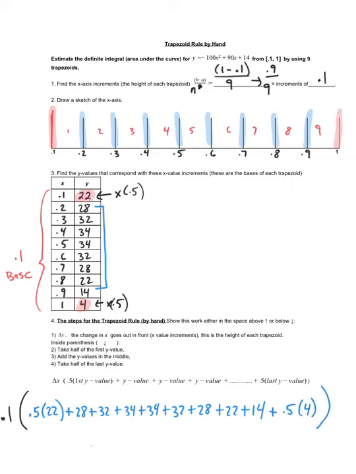Make sure that you distribute all of that with the base of 0.1. So it's the base of each trapezoid, the change in X, 0.5 times the first Y value, plus the Y values in the middle, plus 0.5 of the last Y value. That is the trapezoid rule by hand. And when I compute that, use your calculator of course, you should get 23.7. And that is an area, so we'll just say units squared.